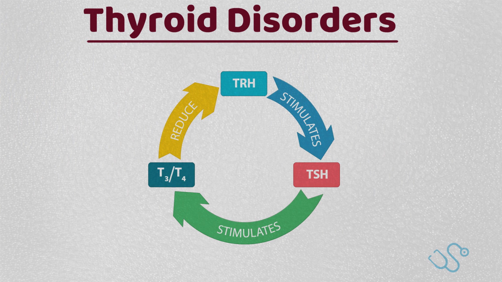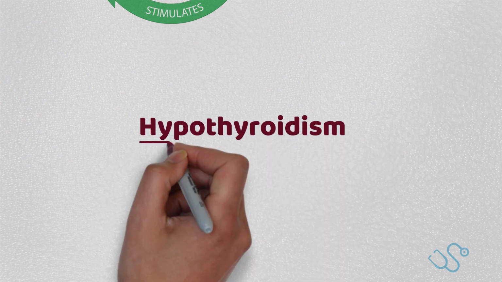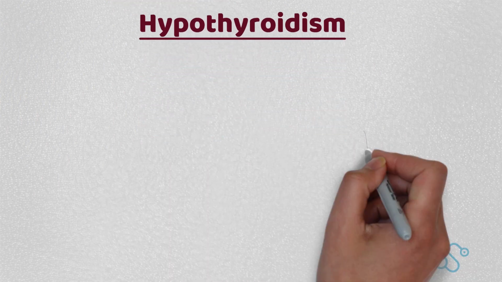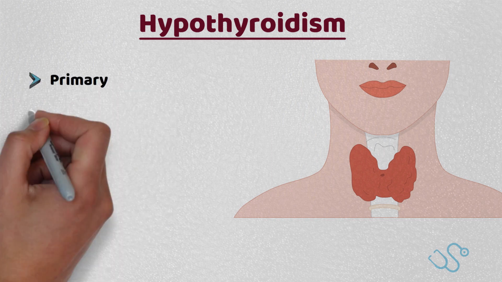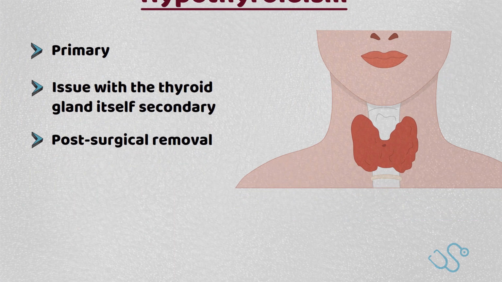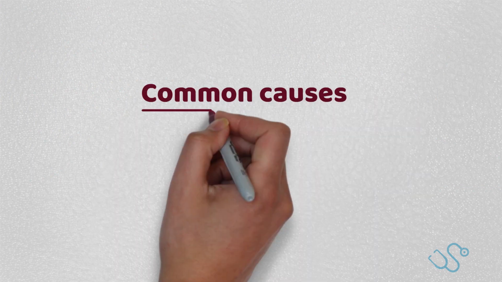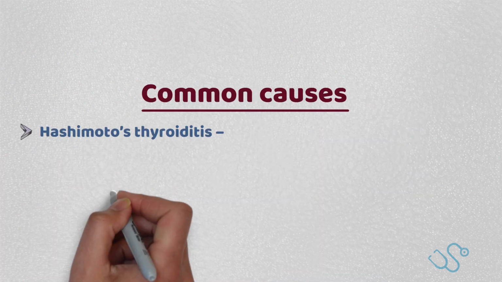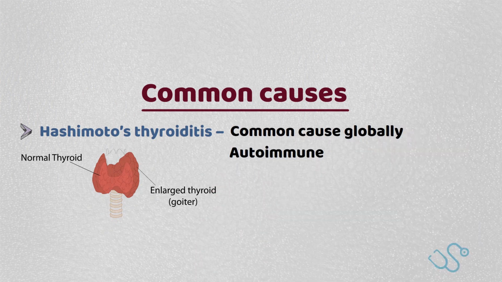The most common thyroid function test you'll find in most patients will include TSH and T4 values. In hypothyroidism, there is a reduction in circulating T3 and T4, and it is classified usually as primary, where the issue is with the thyroid gland itself, or secondary, such as post-surgical removal of the thyroid gland or congenital dysfunction, which is quite rare. The most common causes include Hashimoto's thyroiditis, the most common cause globally, which is autoimmune and is found more commonly in women.